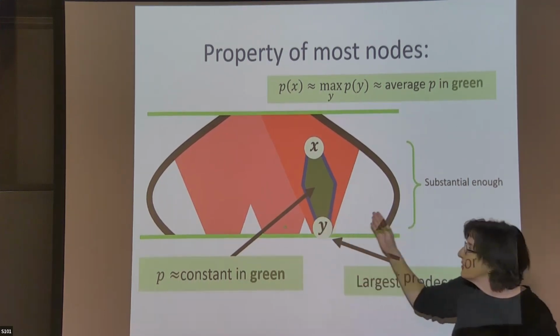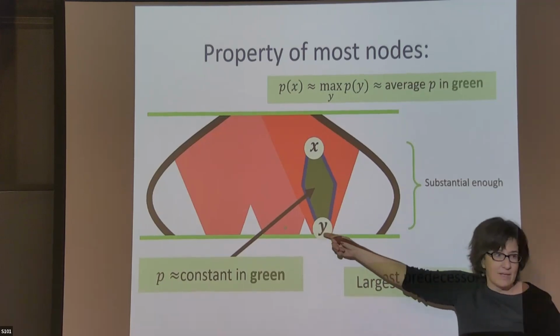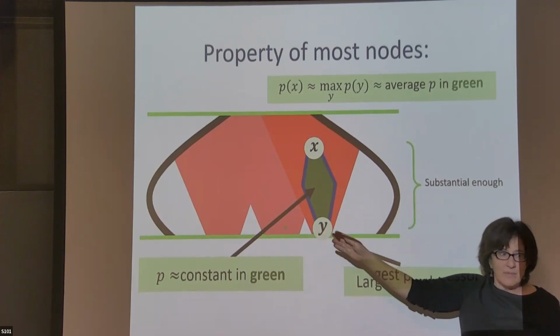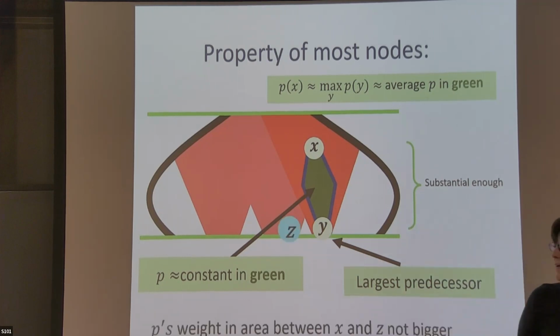Okay, it's going to be uniform distribution. Everybody in there has the same weight. And it's going to be uniform distribution. All right, so what would my algorithm do? I don't actually know which is the largest predecessor. But let's say there's another predecessor, z.